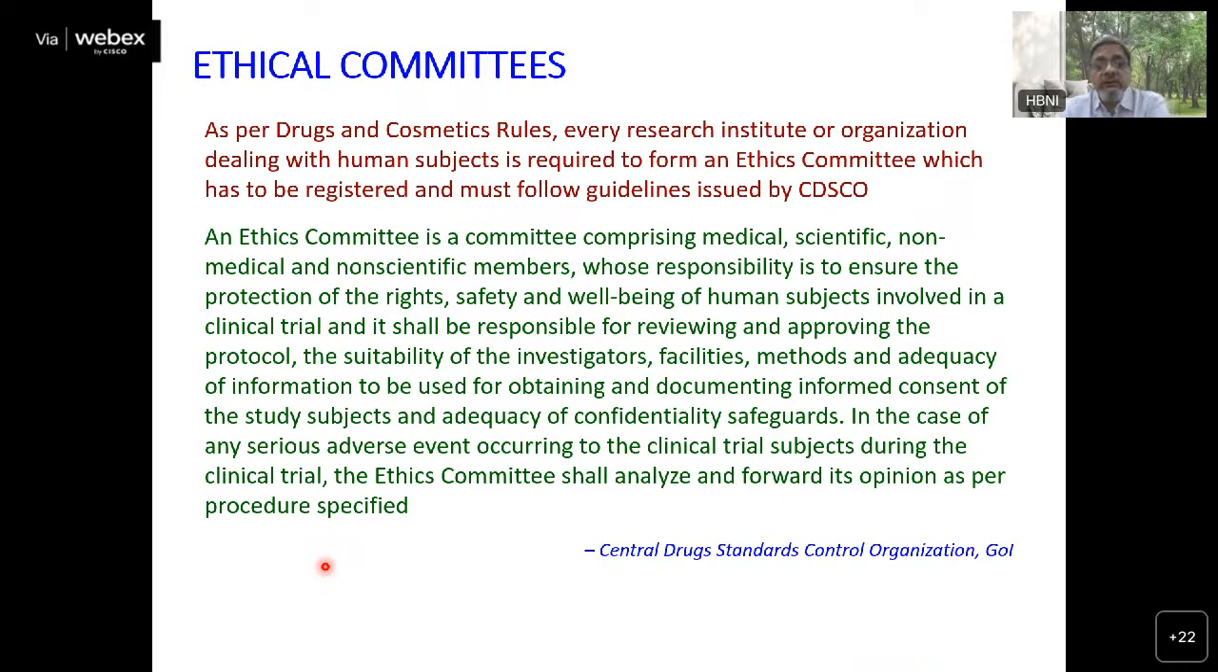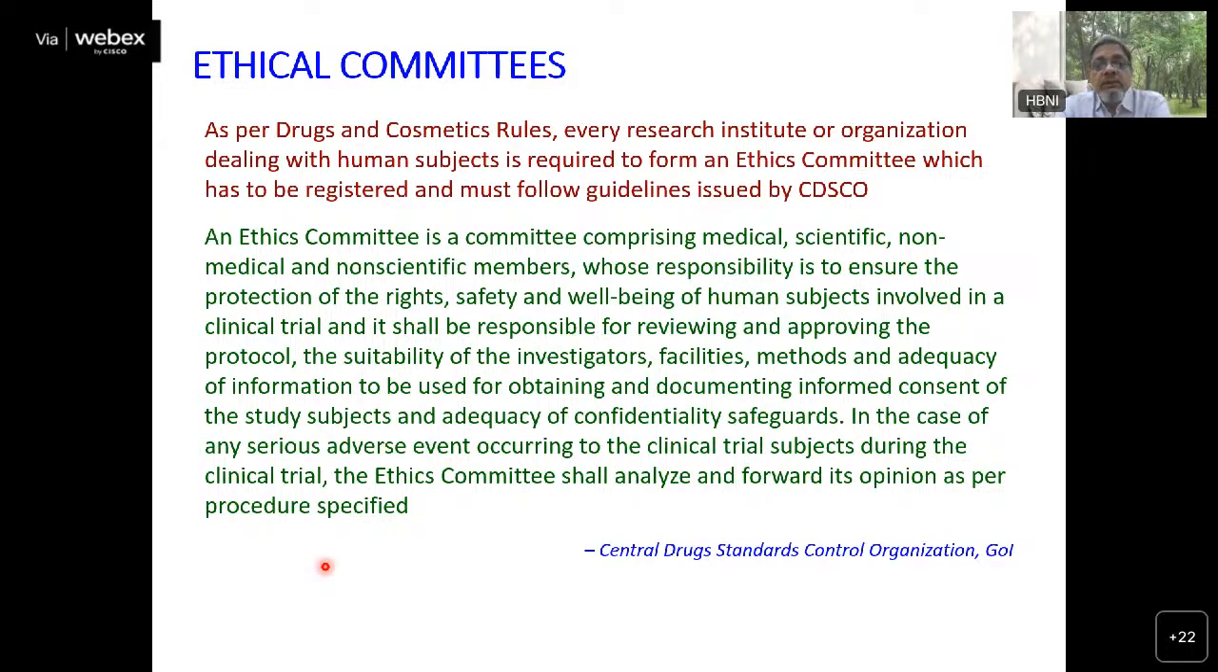Okay, so what are these ethical committees? In our country, of course, I told you about the FDA in the United States. In our country, we have something called the CDSCO, which is the Central Drug Standards Control Organization. Every research institute or organization dealing with human beings as subjects of research is required to form an ethics committee, which has to be registered and must follow the guidelines issued by the CDSCO. This ethics committee has to comprise medical, scientific, non-medical, and non-scientific members.